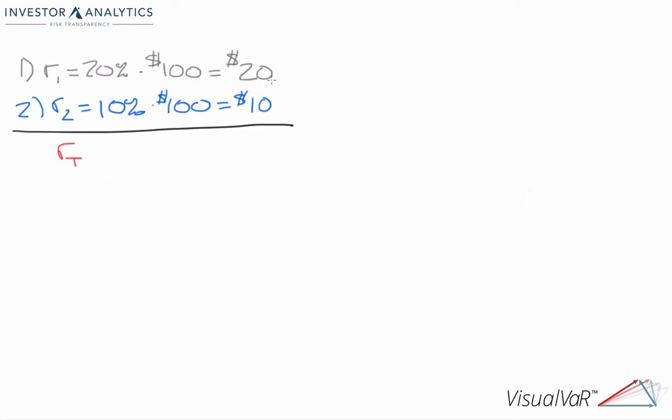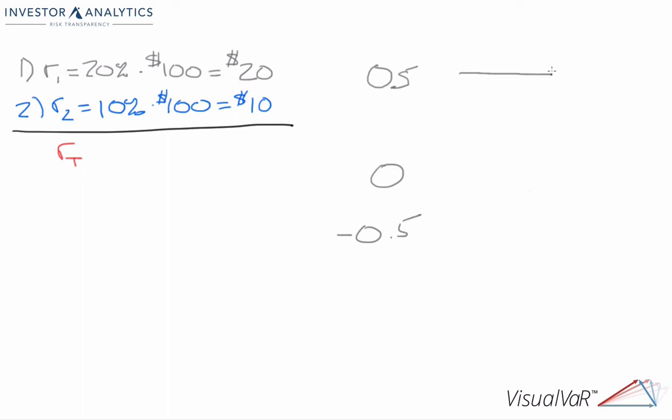We know the answer is not 30 because of diversification effects, and VisualVaR helps understand what the total amount of risk actually is. So in addition to depending on the individual risks of the two investments, it also critically depends on how they are correlated to one another. So we're going to consider three different cases: a positive 0.5 correlation, a correlation of 0, and a correlation of negative 0.5. So let's look at each of these in turn.